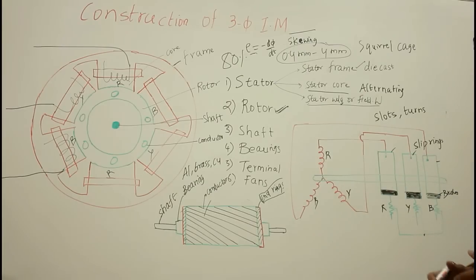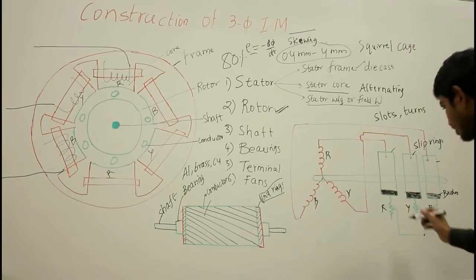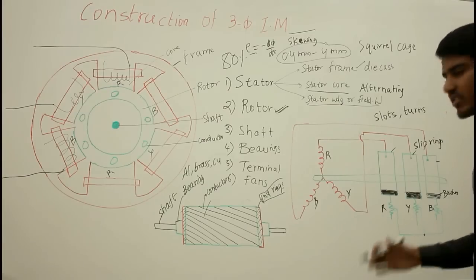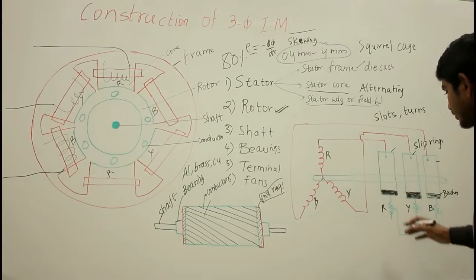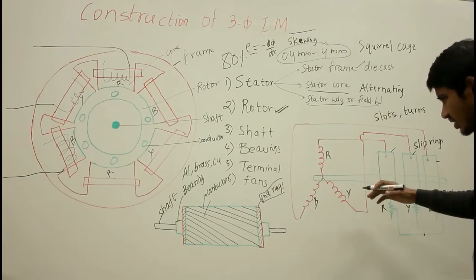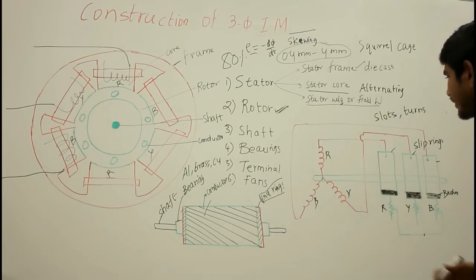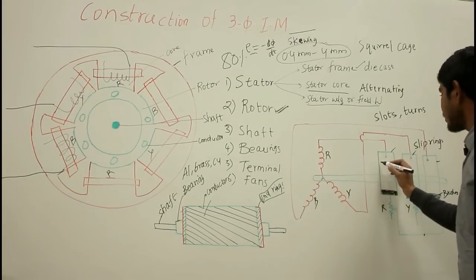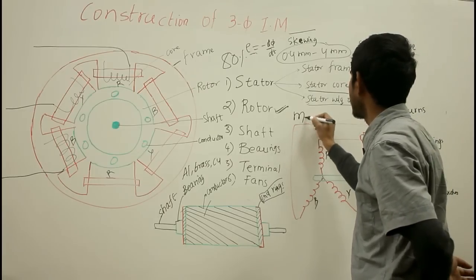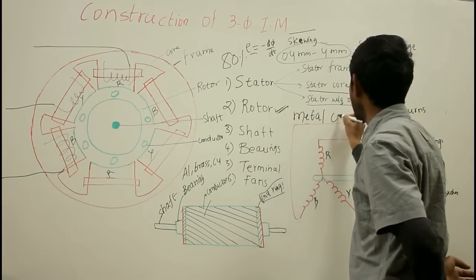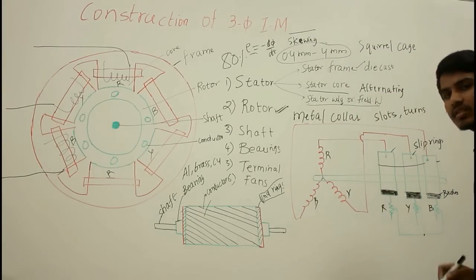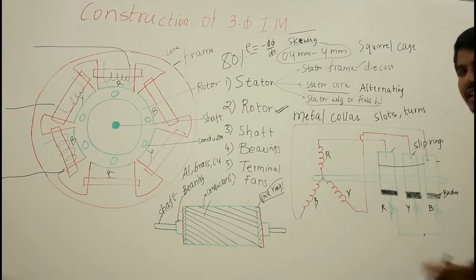When the motor is starting, these resistances are used, and as the rotor picks up its speed, gradually the resistances are cut off. When the motor is running, the three slip rings are shorted with the help of a metal collar. With the help of the metal collar, all three slip rings are connected together, and the brushes are also removed when the motor is in running condition.